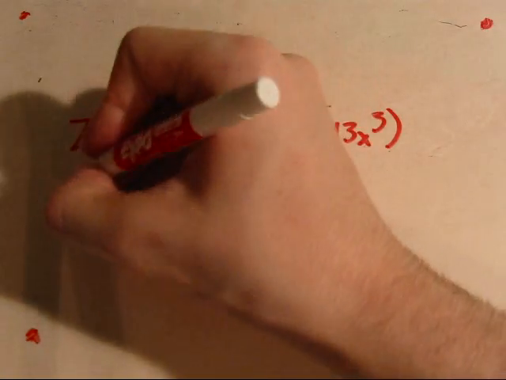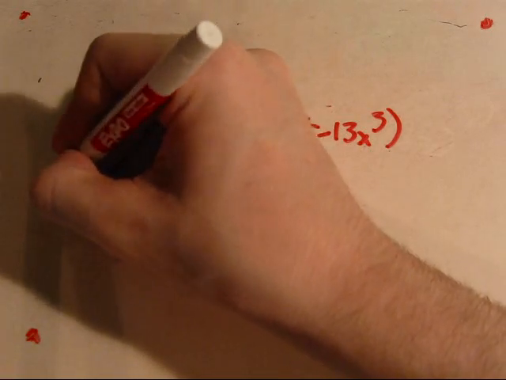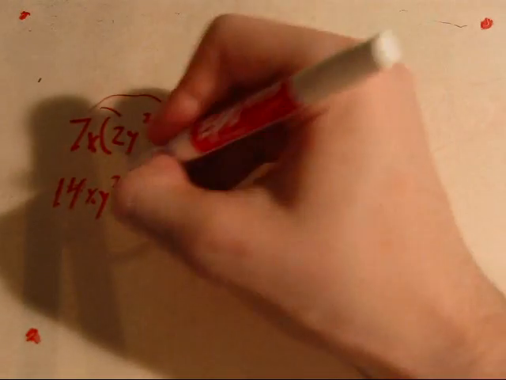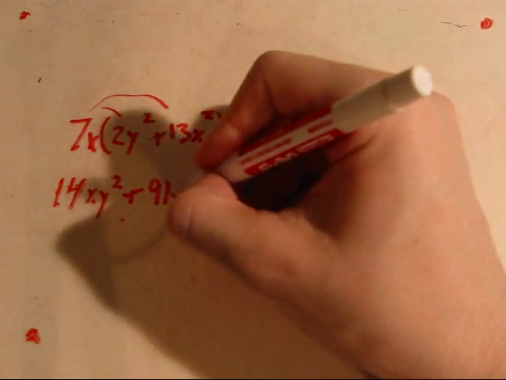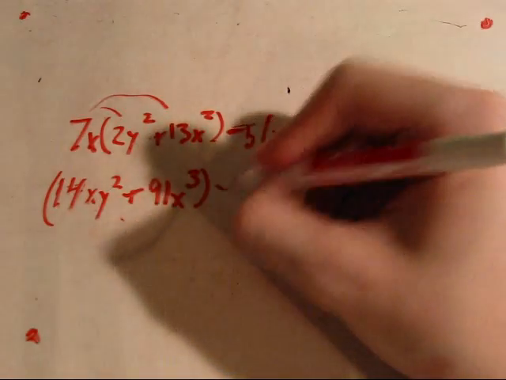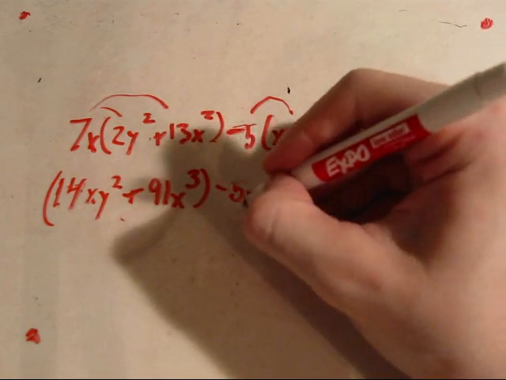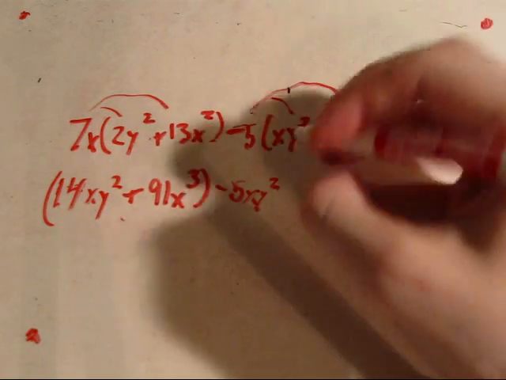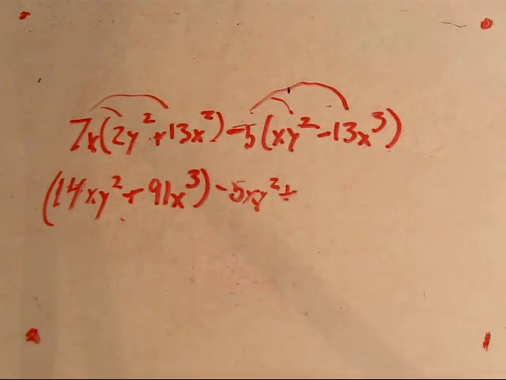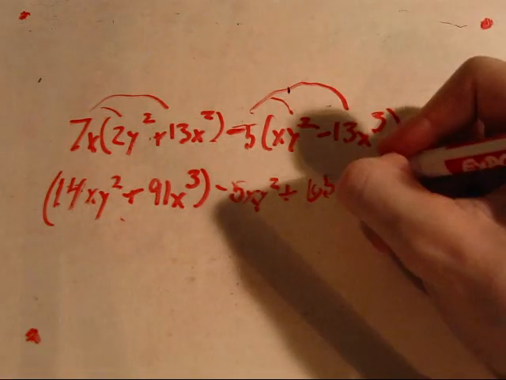First, let's distribute. 7x times 2y squared is 14xy squared plus 91x cubed. Go over here. Negative 5xy squared plus, because it's a negative 5 times a negative 13, 65x cubed.